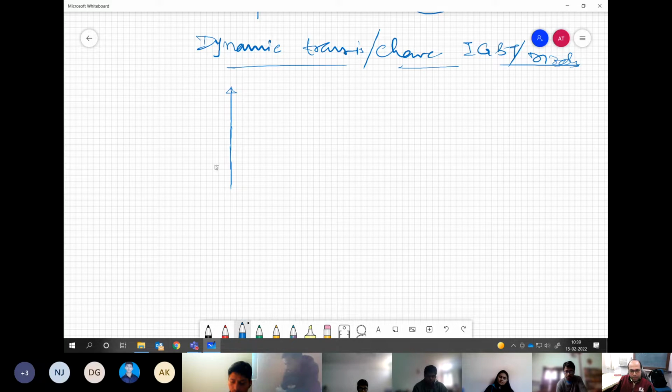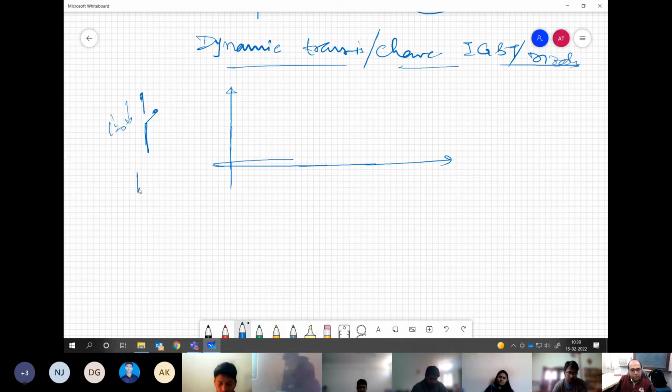So generally what we expect from the ideal switch is that when it is open, there is no current flowing through it, and when it is closed, there is no voltage drop across the switch. Any amount of current can flow, and any amount of voltage can be blocked. This is the steady state characteristic we are having. Now, how does the transition happen from one state to another state and vice versa? Is it instantaneous or is there some delay? This kind of question we need to ask here.